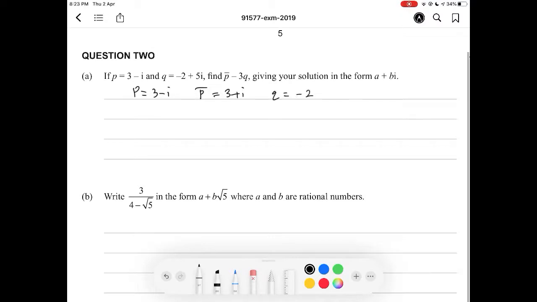And we know q equals negative 2 plus 5i. So therefore we can just plug in: 3 plus i minus 3 times negative 2 plus 5i. So 3 plus i, negative 3 times negative 2, that's positive 6. Negative 3 times 5i, that's negative 15i. So this equals 9 minus 14i. And this should just be an achieved level question. Just check if I did that right.